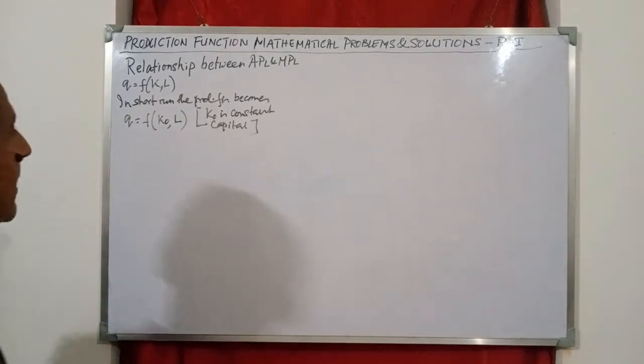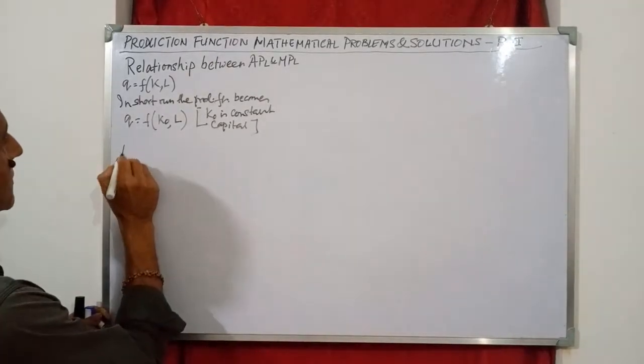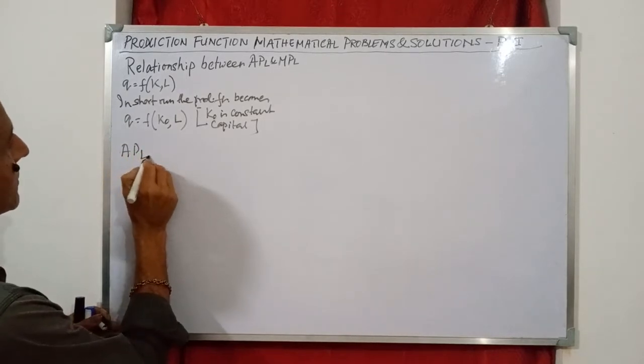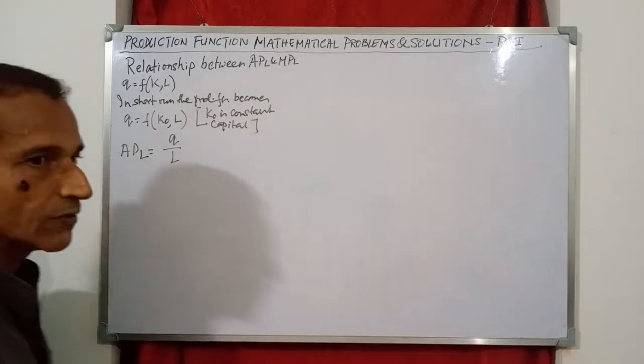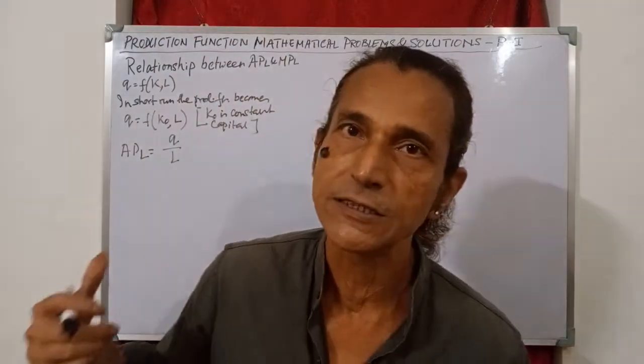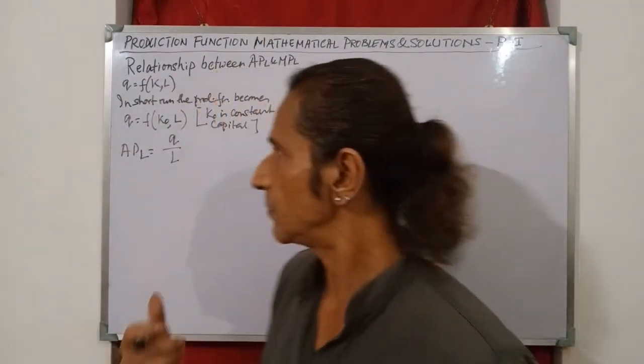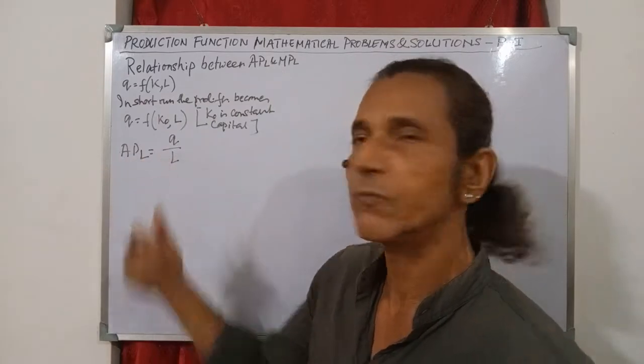What is average productivity of labor? APL is equal to Q by L. Q is quantity of output and L is labor. So APL, that is average productivity of labor, is Q by L.